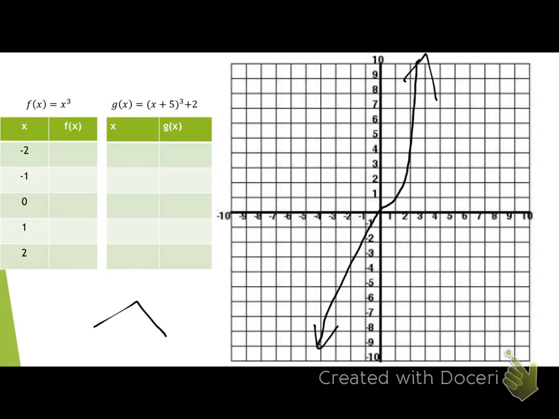And it should pop up on the same graph that you have x to the third. Does everyone see that? So from your graph on your graphing calculator, you can tell that the graph of x to the third was shifted left 5 and up 2 units, and that's my new graph. Does everyone recognize that?